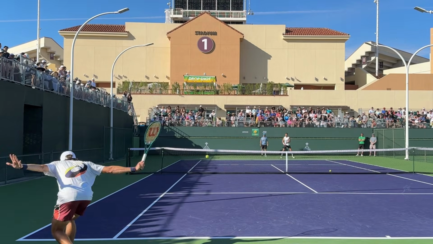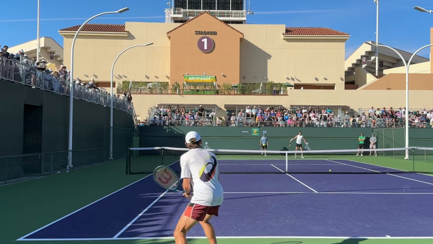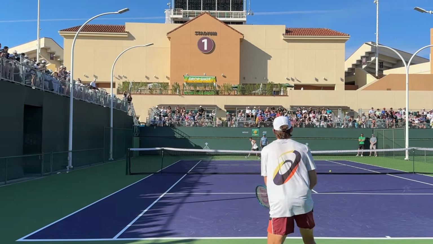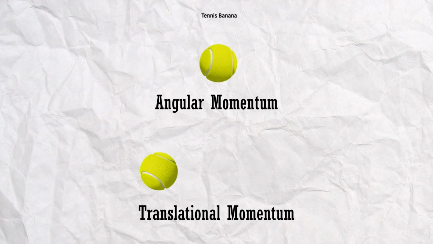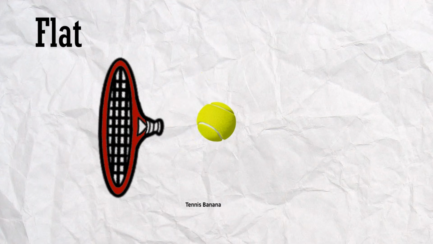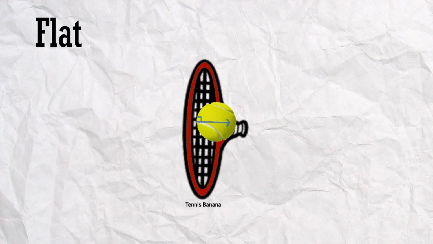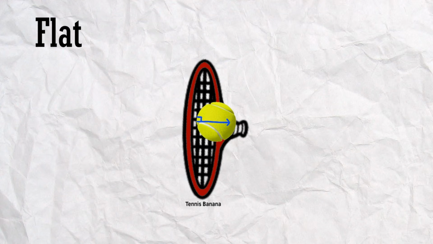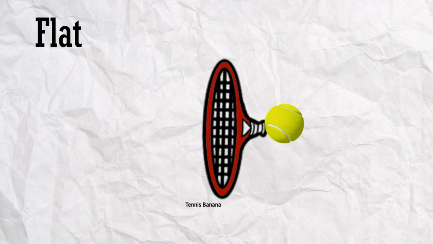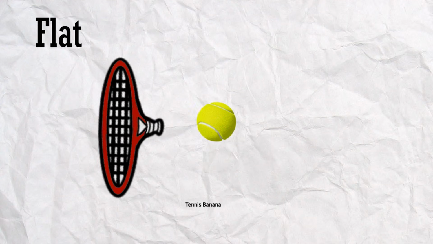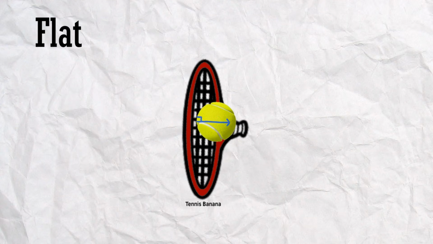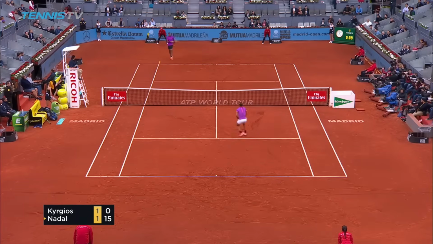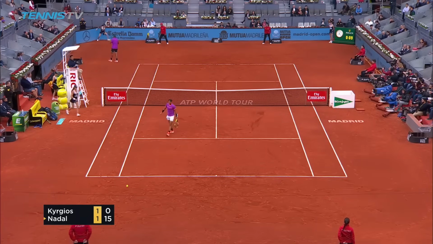Now, this explains why slices don't fall as fast, but why do slices seem to travel slower horizontally? This has to do with translational and angular momentum. Think of translational momentum as the ball's speed, and think of angular momentum as the ball's spin rate. The definition of a perfectly flat shot is when the racket hits the ball head-on, meaning the force on the ball is perpendicular to the ball's surface. This way, all of the momentum given to the ball is translational, which is why flat shots are often the quickest. For example, Kyrgios's infamously fast slap forehands are as flat as can be.